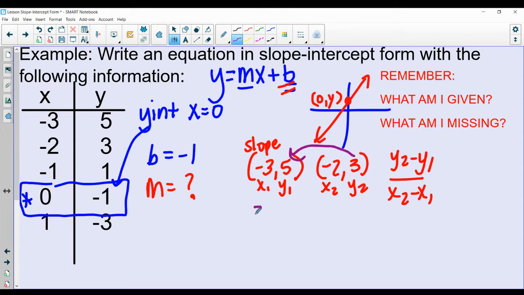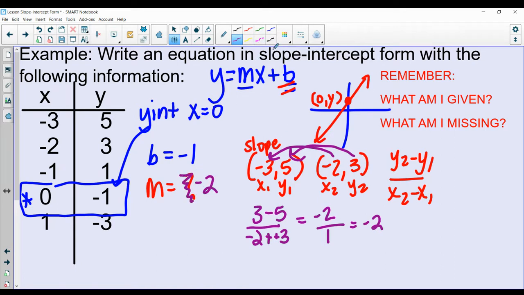3 minus 5. So I'm taking this y value minus that y value. Now I'm taking this one, -2, minus -3. Now I have to write both of those down because I'm subtracting and it's a -3. So in the numerator, the top, 3 minus 5 is -2. In the bottom, if you remember from middle school, when you subtract a negative, that makes it positive. And so we're going to have a +1 there. So this simplifies to -2. So now we know the m is -2.